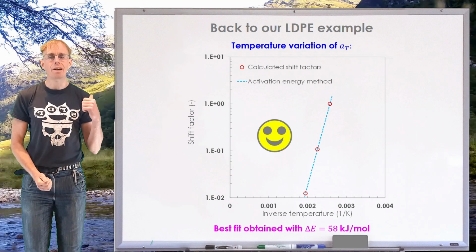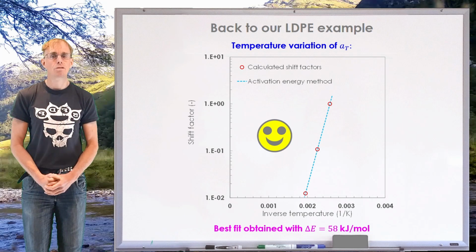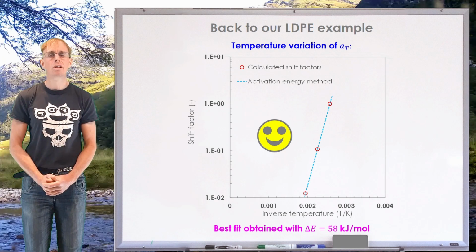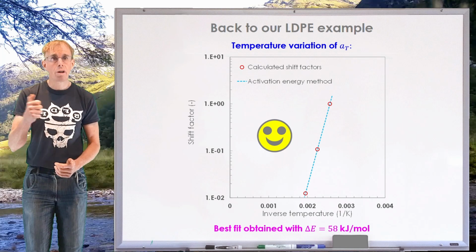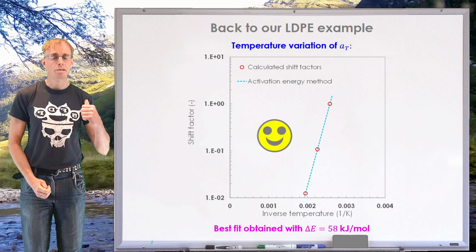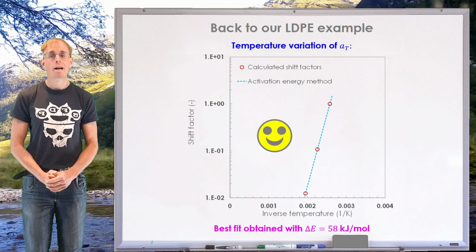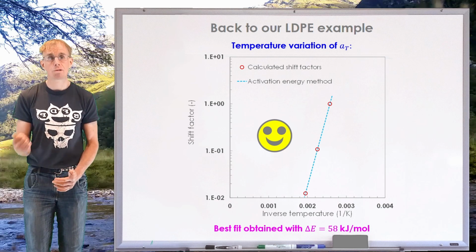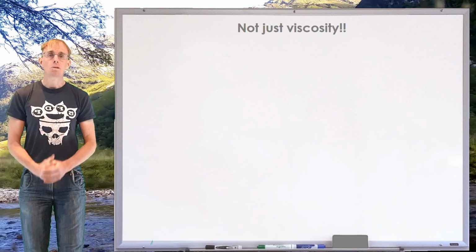The blue dashed line there is the activation energy method using 58 kilojoules per mole of activation energy, which is quite close to that range of 61 to 67 for low density polyethylene. So we could just have one curve of viscosity as a function of shear rate at one temperature, use the activation energy method using 60 odd kilojoules per mole, and we would be able to get the entire spectrum of temperature dependence for shear viscosity as a function of shear rate. Very, very useful indeed.